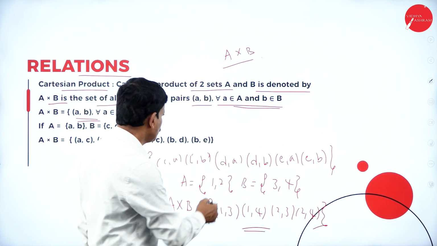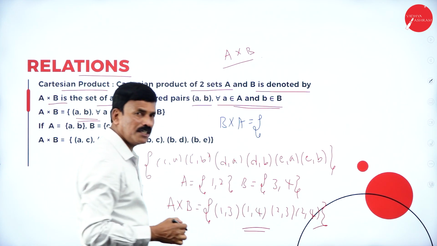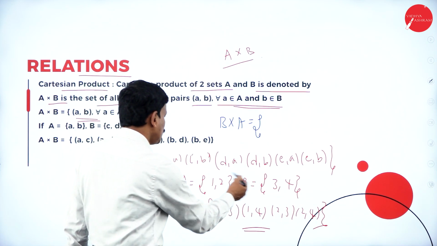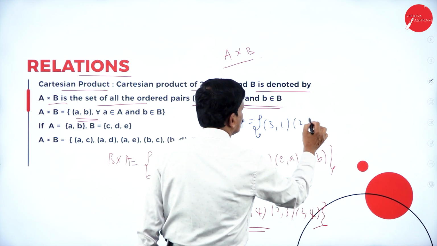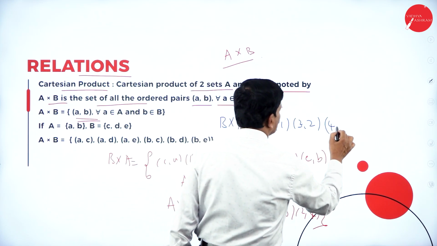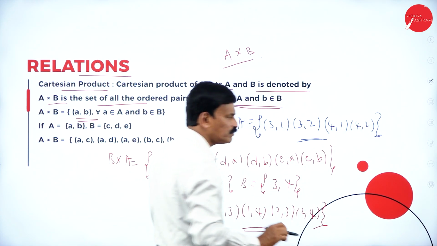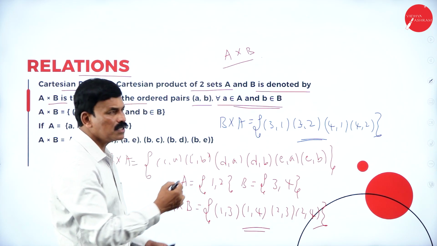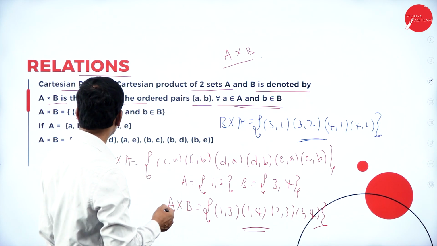Now B cross A can be written as the Cartesian product of B and A. B cross A is equal to, let us take the elements of set B: first 3 comma 1, then 3 comma 2. Similarly 4 comma 1 and 4 comma 2. So these are the Cartesian product. This is how we are going to write the Cartesian product. These are the set of all ordered pairs (a, b).